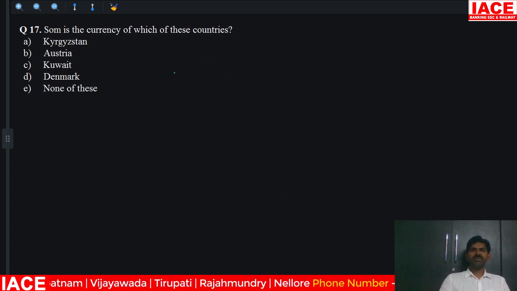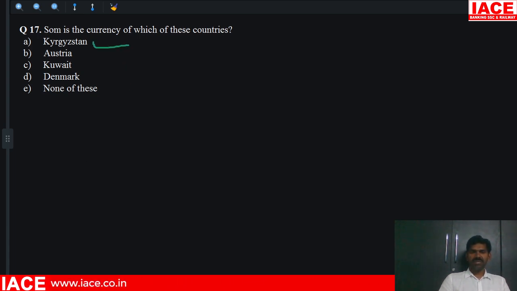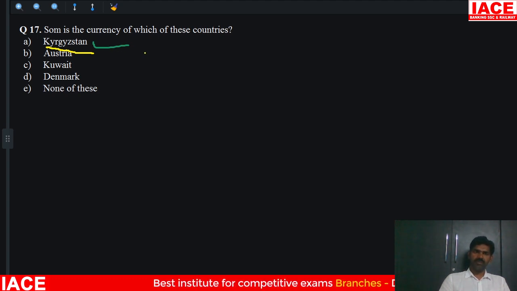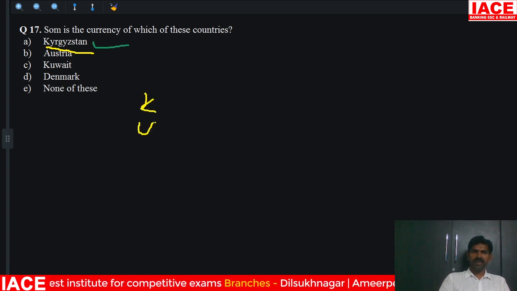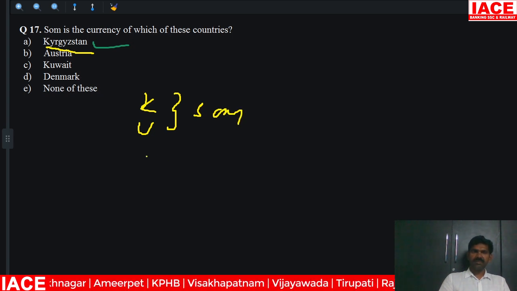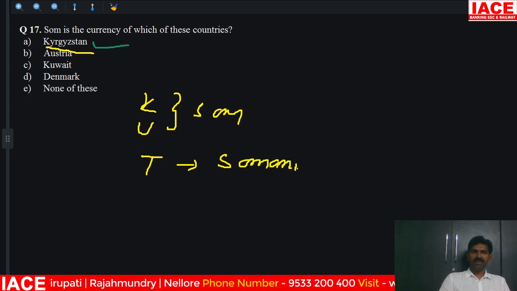Som is the currency of which of the following countries? Very nice. The answer here is Kyrgyzstan. I told you just now, we have SCO, Shanghai Cooperation Organization, and Kyrgyzstan is one of the members of SCO, and the currency is nothing but Som. Not only Kyrgyzstan, even Uzbekistan has the same currency called Som. Other stans I told you, right? One is Tajikistan. It has a currency called Somoni. So these are the stans having these currencies.